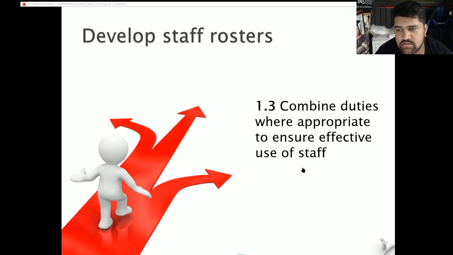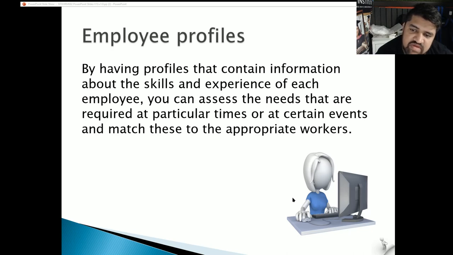Alright, 1.3. Combine duties where appropriate to ensure effective use of staff. So, employee profiles. By having employee profiles that contain information about the skills and experience of each employee, you can assess the needs required at a particular time or for certain events and match these to the appropriate worker. So let's say I can cook Mediterranean food and you've got a Mediterranean function, and you have an employee profile with that information. You can see that on the database and say, okay, we're going to hire Ajoy for that function because he knows Mediterranean. But if you didn't have that profile, then you wouldn't know what experience I have.